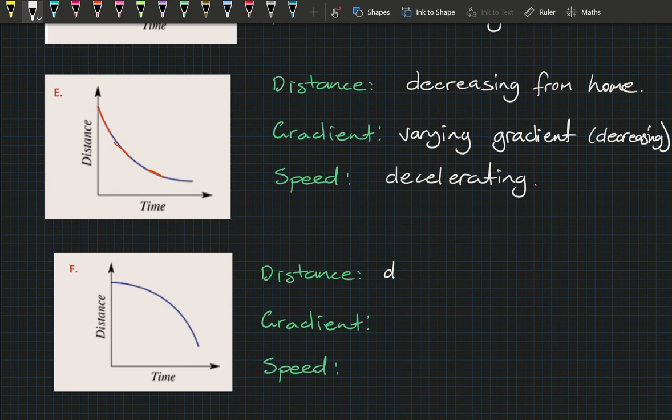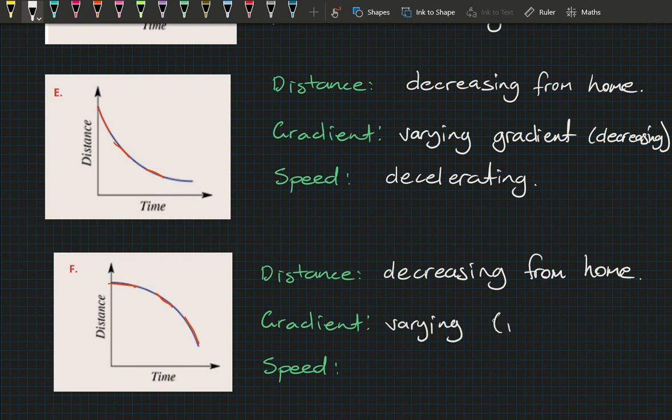We're definitely decreasing our distance from home. And when I draw in the gradient at different points, you can see that the gradient is varying and increasing. So even though our total distance is decreasing, we're accelerating here. So I know in the past a number of students get mystified when they first see this, but if you spend a bit of time with it, it should become straightforward.